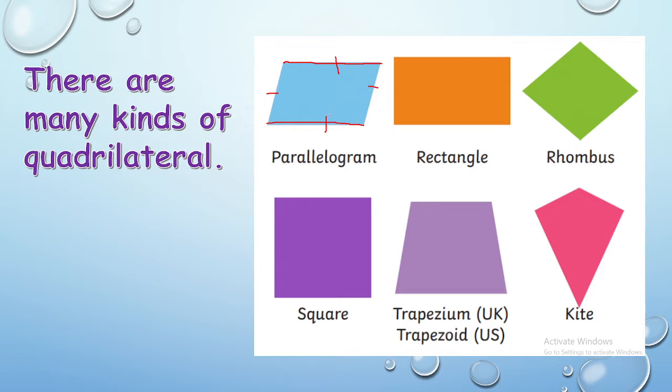That's a parallelogram. A rectangle is a parallelogram because this side is the same as this. This side is the same as this. The opposite sides are the same.